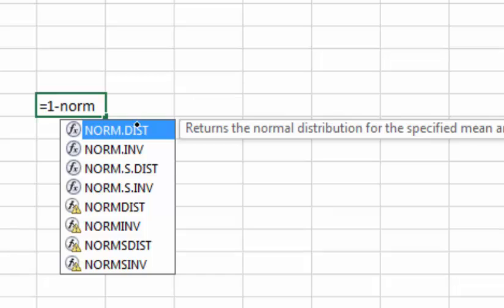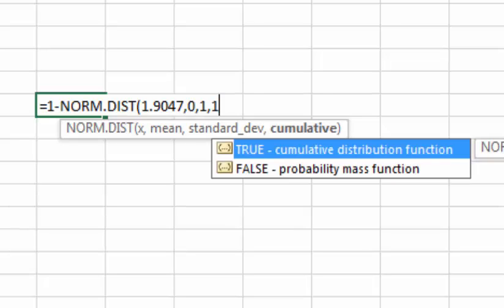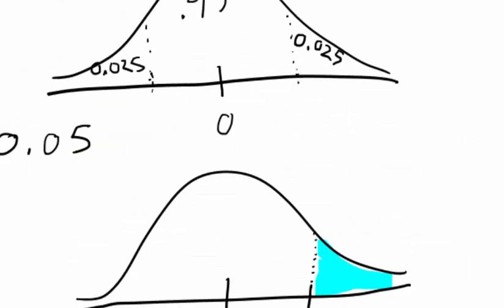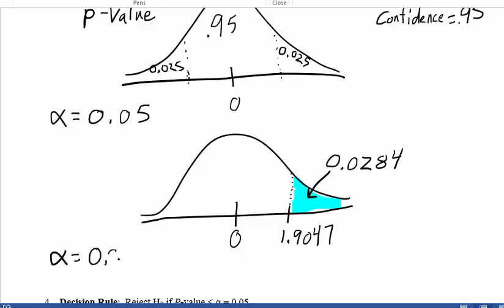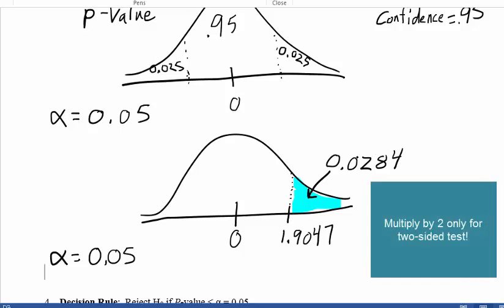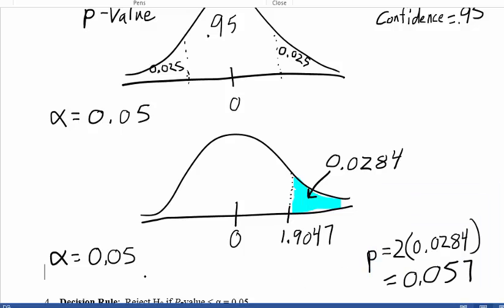This is a right tail probability, so I'm going to do 1 minus norm.dist. My test statistic, since it follows a standard normal distribution, the mean is 0, the standard deviation is 1, and I want a cumulative distribution. 0.0284 is the area, the blue area. I'm going to compare it to alpha of 0.05. I split it originally into two parts. So to make a fair comparison, I'm going to multiply my p-value by 2. So my p-value is 0.057. Now I compare it to my probability of a type 1 error.